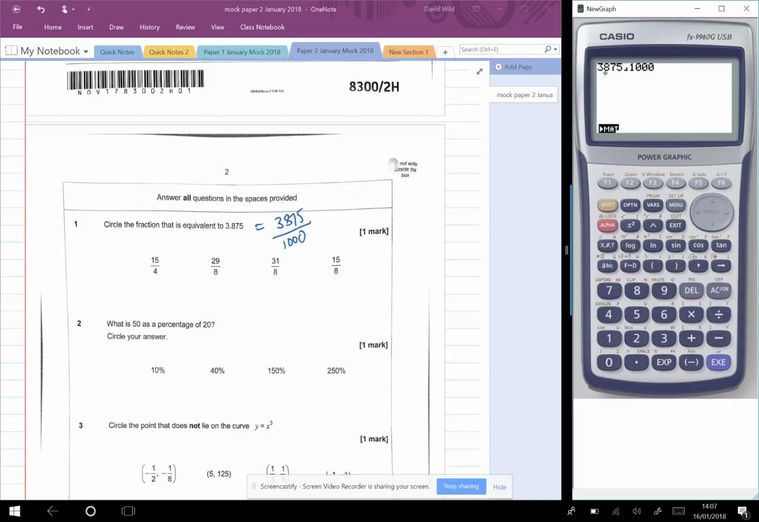Now your calculator would make this look nice. It would have a proper fraction. It is 31/8. There we are. So it's pure calculator work, really.